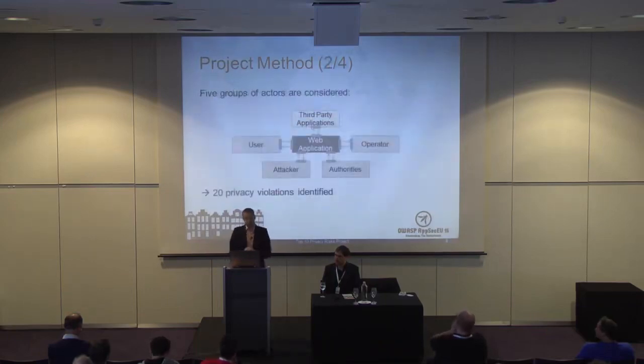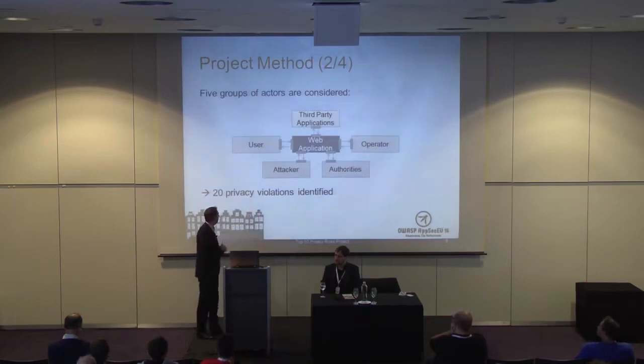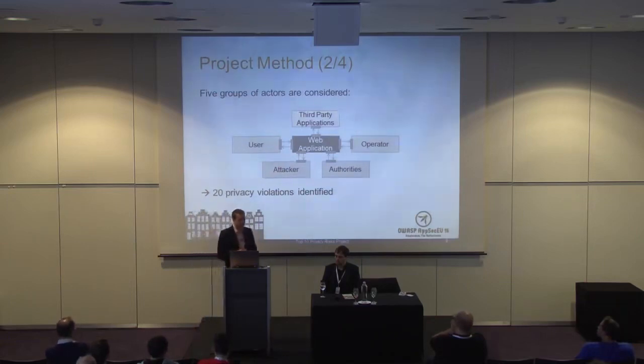So what we did to identify, in the end it was 20 potential privacy violations for this top 10 list. We had a look at the interactions between the web applications. So we had a look at how it interacts with third-party applications, with the operator, with authorities, with potential attackers and users. So in the end, we got 20 violations. They were on a medium aggregate level, not too deeply technical, not too high level. It was a kind of compromise that we had to make, not to get too many and not to miss anything.